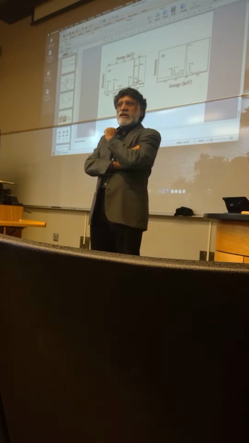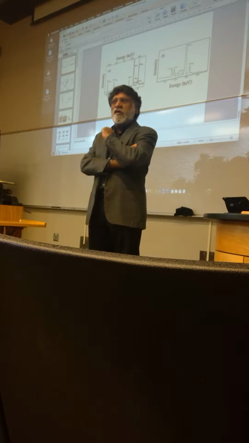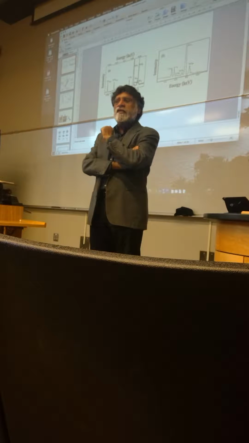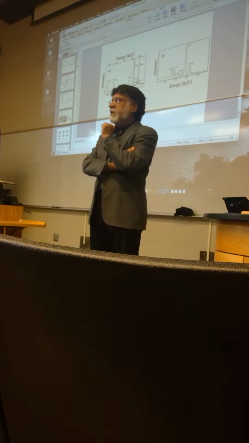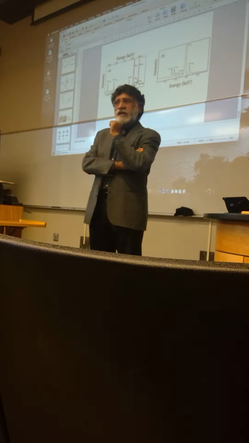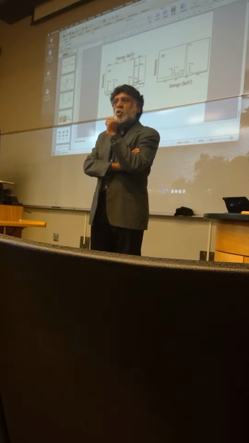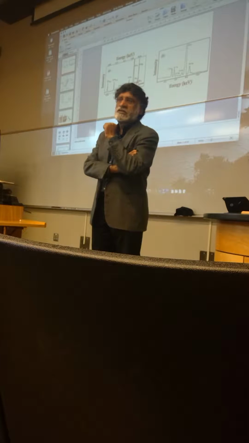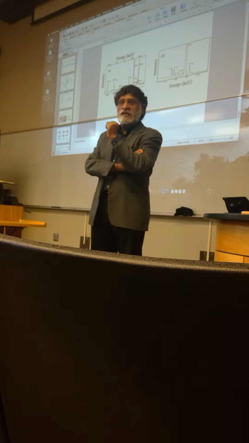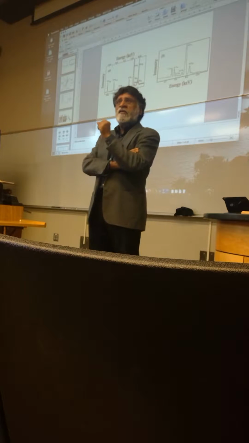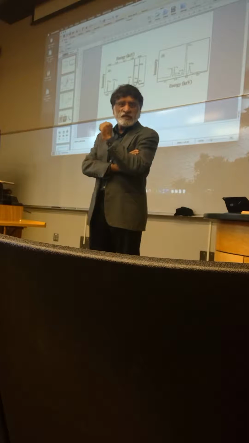X-rays, and then we are going to move to the Auger electrons. And for the X-rays, we discussed how we detect X-rays. We detect X-rays with two different kinds of detectors. One is called the wavelength dispersive detector, and the other one is an energy dispersive detector.